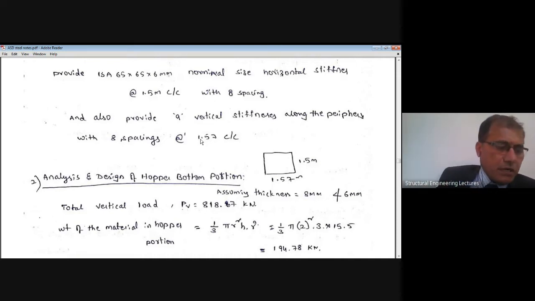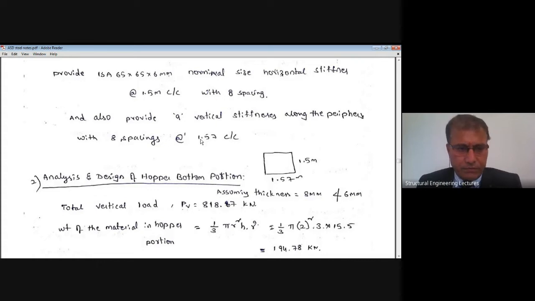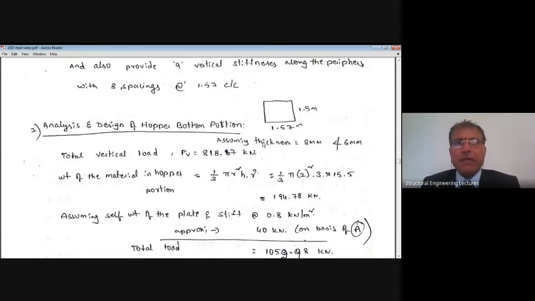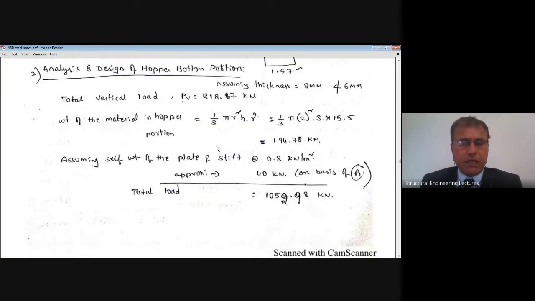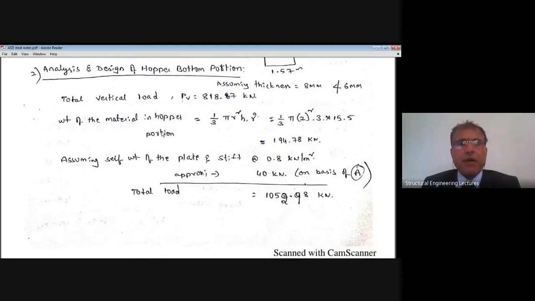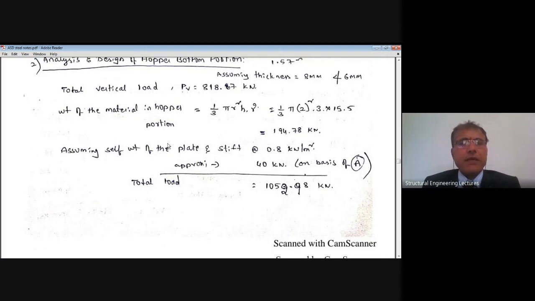Hence, that will avoid the bursting. That is the main purpose, right? That is how the panel in curved space is 1.5 by 1.57. Now, once I do that, I'll move to the analysis and design of the hopper bottom portion. Students, I hope you're understanding, right?